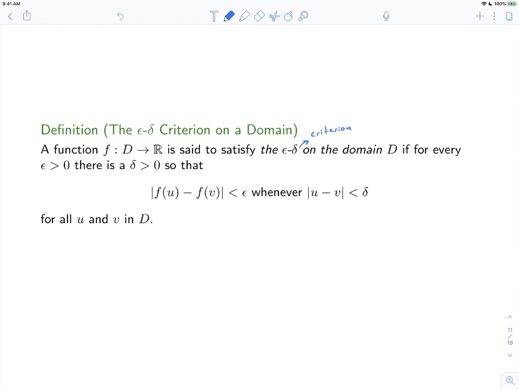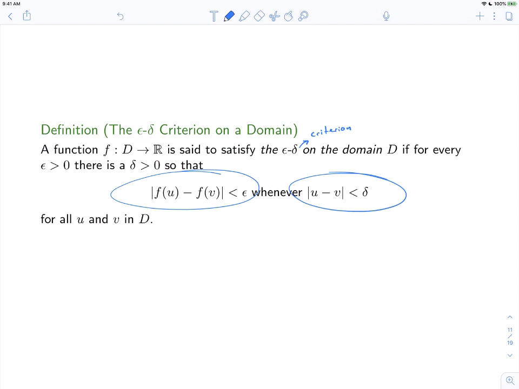On the domain D, if for every epsilon greater than 0, there is a delta greater than 0, so that |f(u) - f(v)| is less than epsilon whenever |u - v| is less than delta, for any u and v in D. So what this is telling us is you're going to specify the epsilon greater than 0 first. For every epsilon greater than 0, you can find some delta greater than 0, so that any time u and v are elements in the domain, with the distance between them less than delta, that forces the distance between their outputs to be less than epsilon.